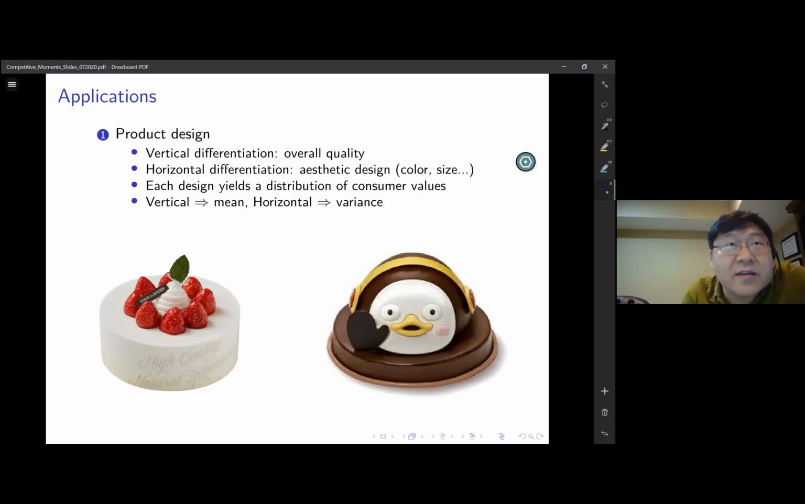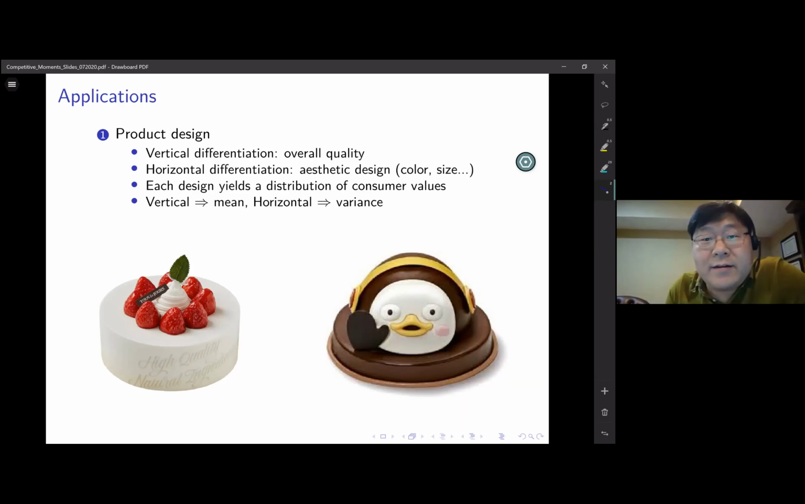You hate it. Okay. Now imagine that you are a baker, and given some resources and your skills, you are thinking about what kind of cake to produce. Now you need to think about such consumer reactions. And so our game provides, I believe, a flexible framework to think about such a trade-off.